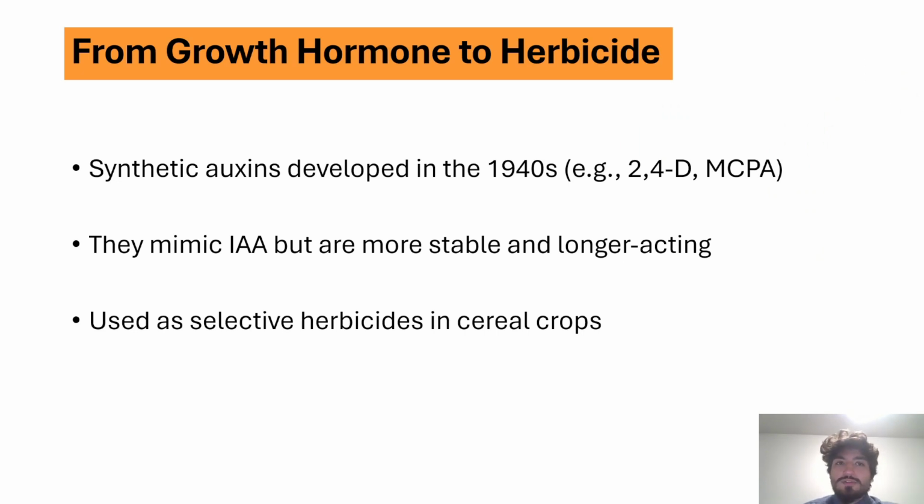And how did auxins go from growth hormones to herbicides? Basically, the synthetic auxins were developed in the 40s. For example, we have 2,4-D and MCPA, and they mimic indoleacetic acid, but they are more stable and longer acting inside the plant. They are used as selective herbicides in cereal crops, and that's what happened in the 40s. The scientists were trying to develop something to increase the yield of cereal crops, and then they got 2,4-D, which was amazing at that time.